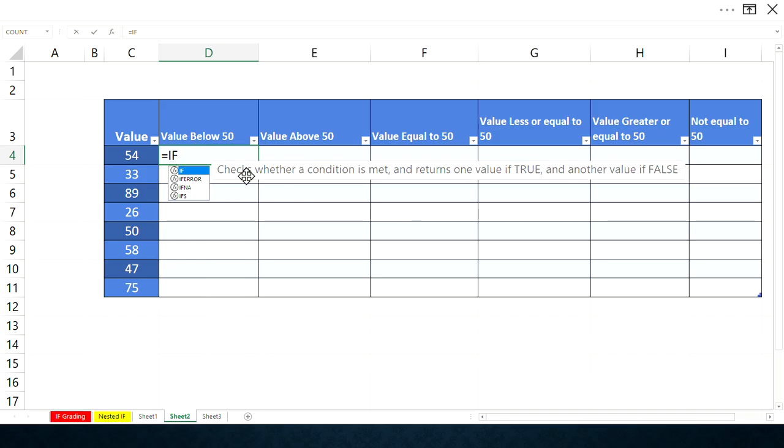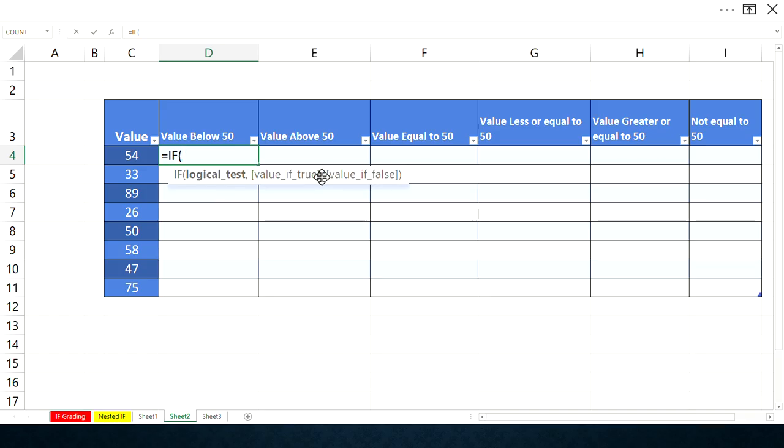And the screen tip tells us about the if function. As we described it earlier, there is a test condition, and if the test condition is met, the true value is given as a result, and the false value otherwise. So we have a logical test. This is the function structure. The logical test, the condition, and then there is a true result and a false result otherwise.